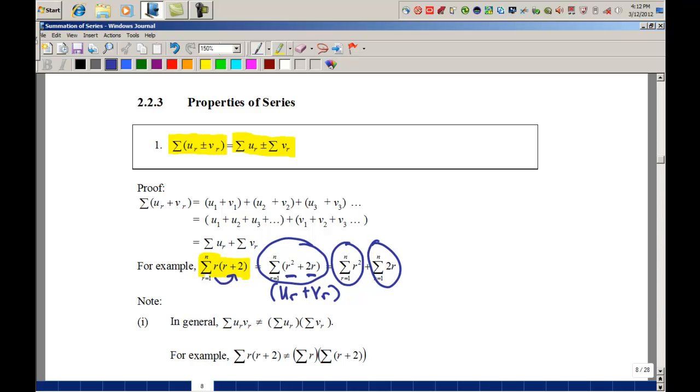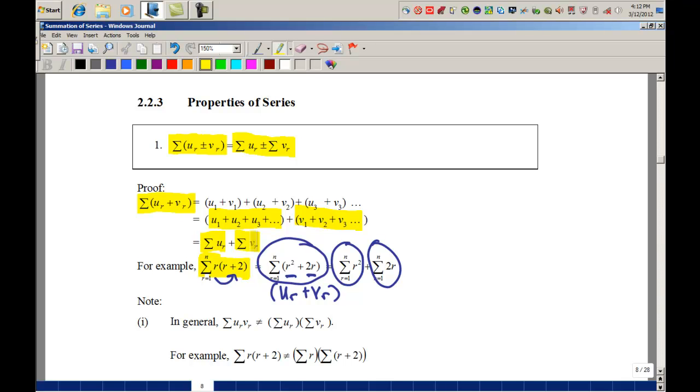The proof is very easy. The proof is just this. You want to sum u_r plus v_r. You put all the u's together and put all the v's together. Then this is just summation u_r and summation v_r. Done.